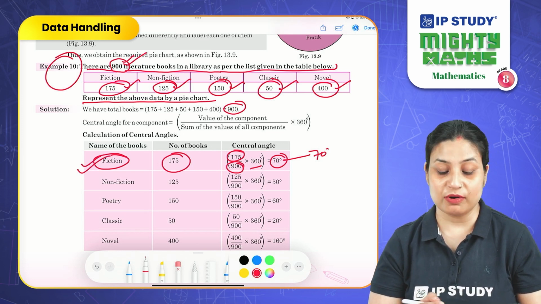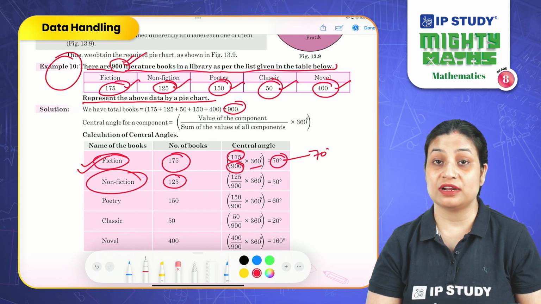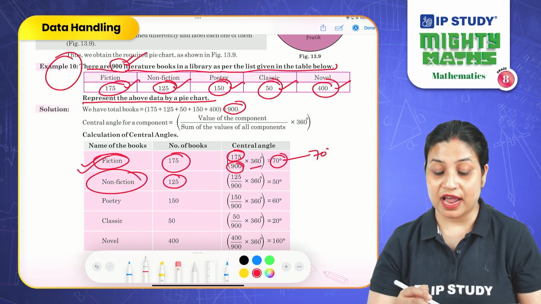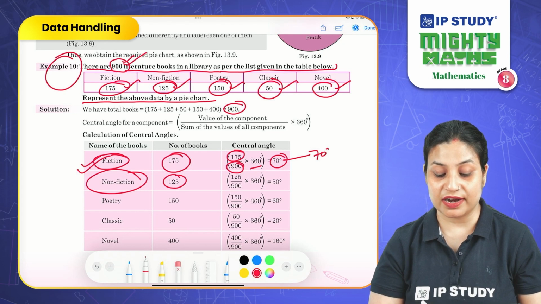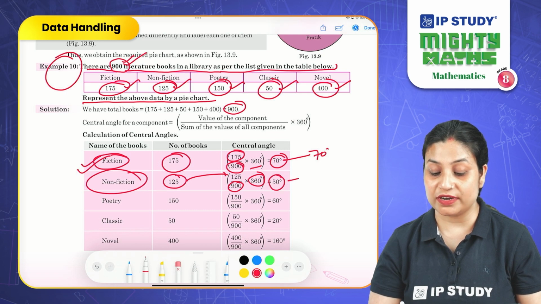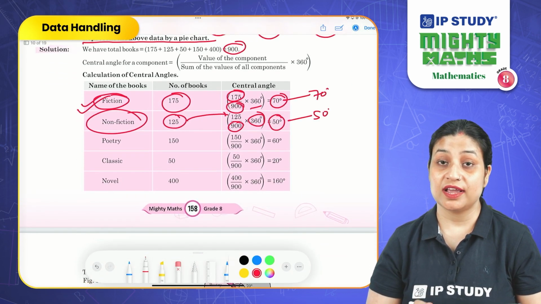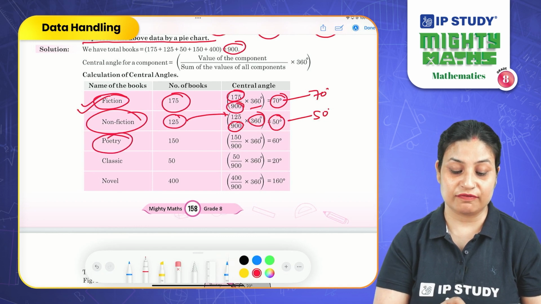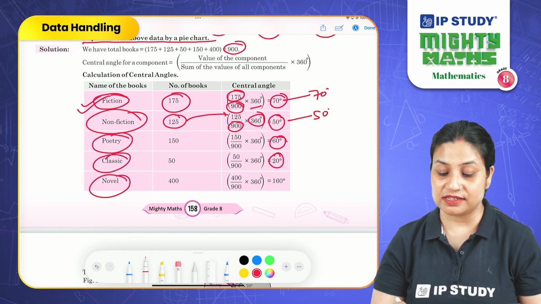Now let's talk about non-fiction books. We have 125 non-fiction books out of 900, and in order to find out the angle, we have to divide 125 by 900 and then multiply it with 360 degrees. In that case, you will get 50 degrees as the required angle for non-fiction books. In the same way, we will do it for poetry, classic and novels, and we will get these angles, right?